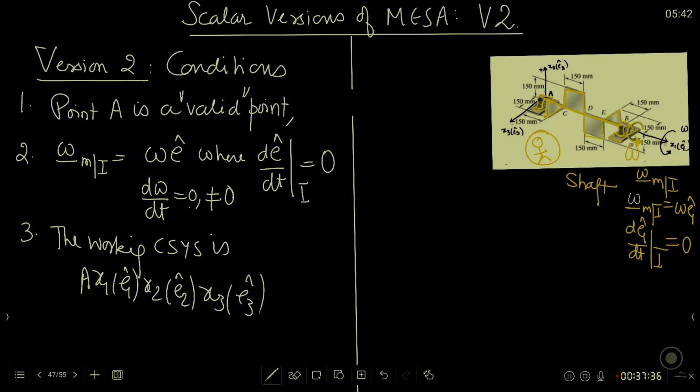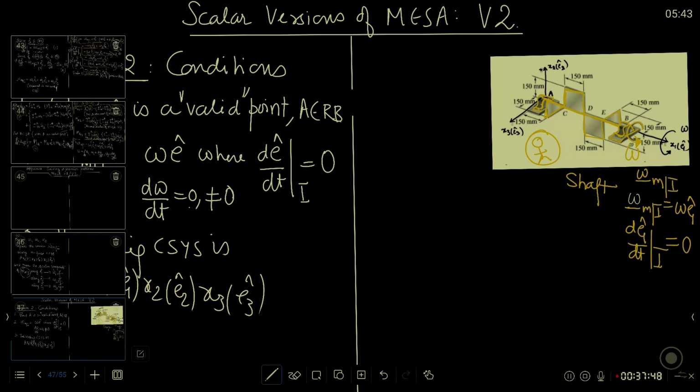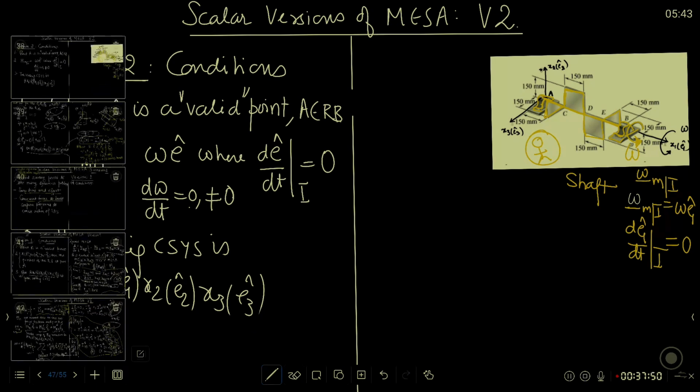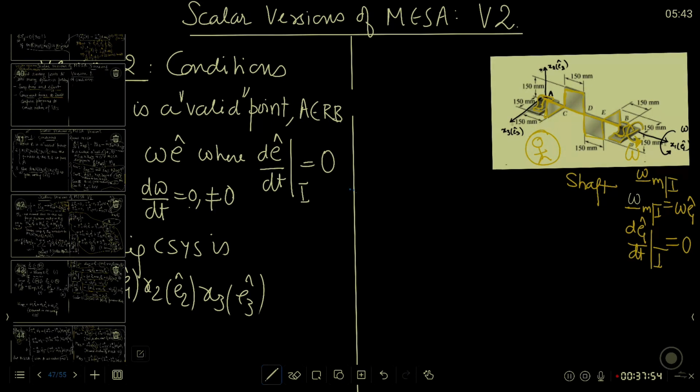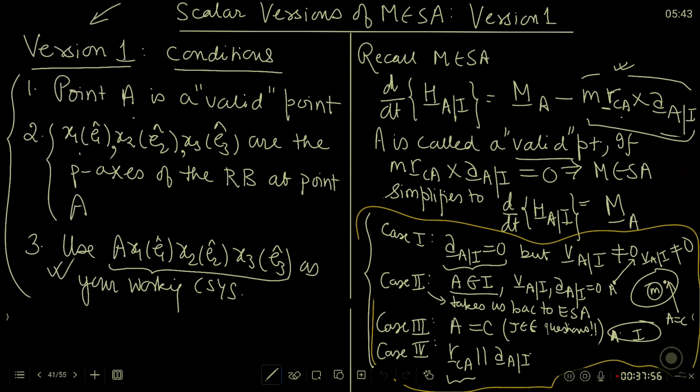Let's contrast this with the 3 conditions of version 1 so that we have clarity where to use what. Okay, first and the third conditions of version 1 and 2 are the same. In fact, here I should have written A is part of RB. I did not mention that. It is. Point A is a valid point and is fixed to RB. We are using this coordinate system.